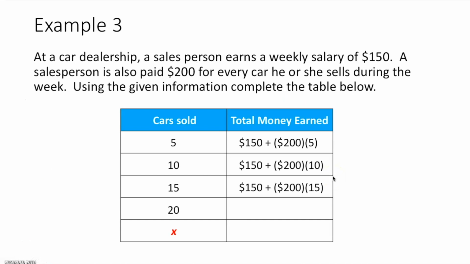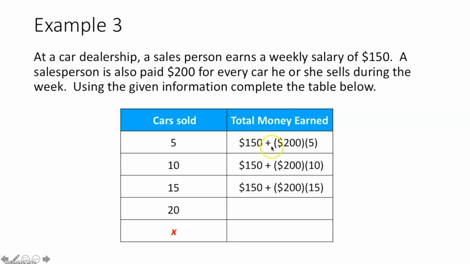Example 3 says, at a car dealership, a salesperson earns a weekly salary of $150. A salesperson is also paid $200 for every car he or she sells during the week. Using the given information, complete the table below.